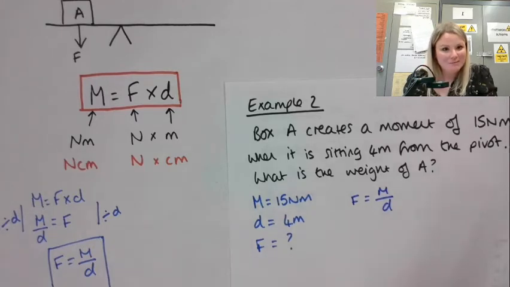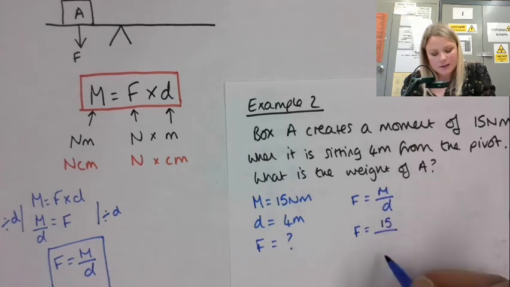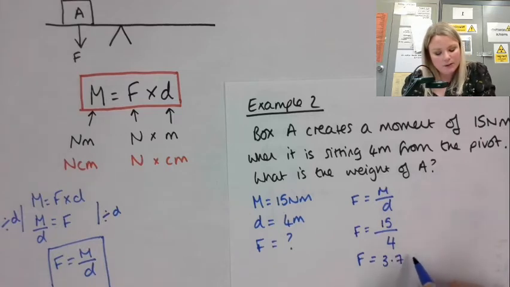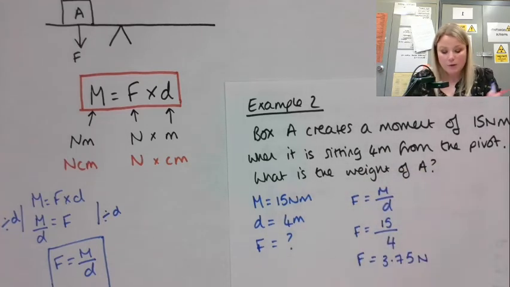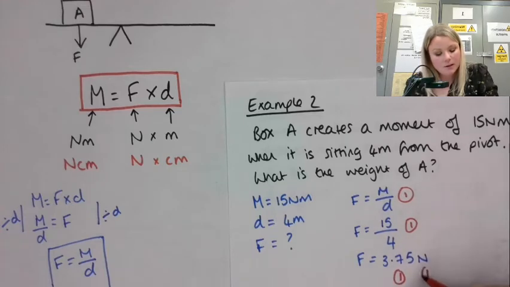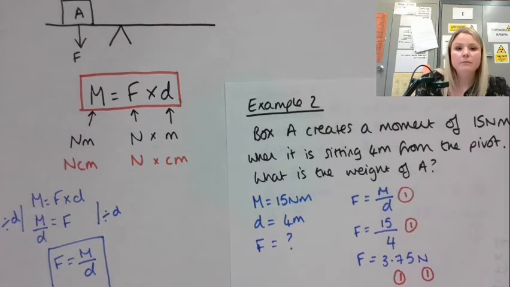Now I'm back to my example. We know the moment is 15 and the distance is 4. So 15 divided by 4 gets 3.75, and my unit for force is newtons. So by setting my working out properly like this, I've got 4 marks. 1 for this, 1 for this, 1 for this, and 1 for this. Okay, now make sure you get that written down, and then we'll move on and do our next example.